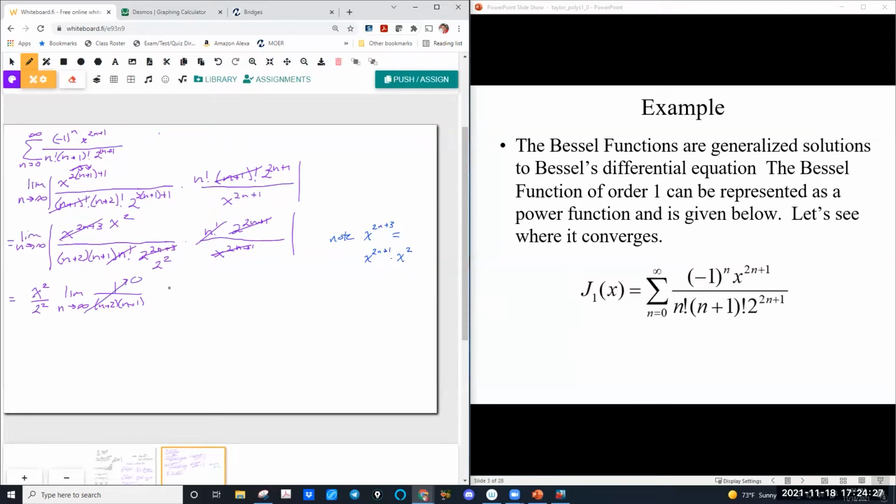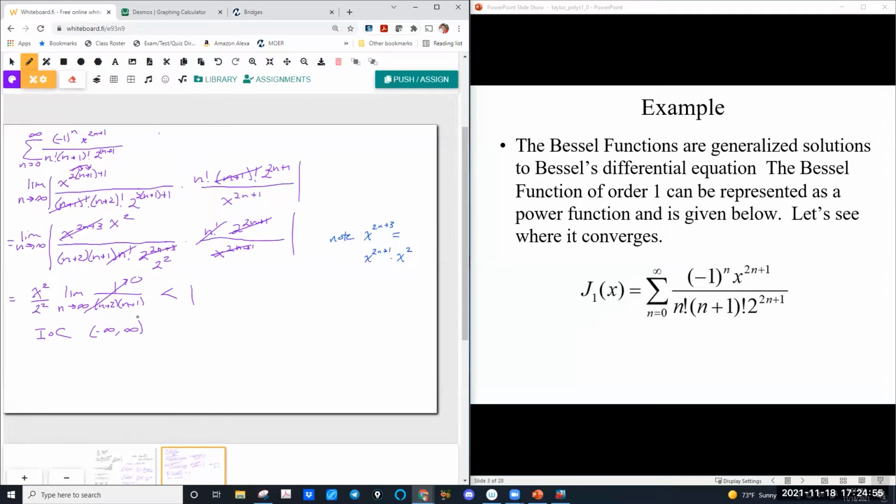This is our favorite case because remember, we want this thing to be less than 1. If this thing is 0, then it doesn't matter what x is because this is 0. This is going to force whatever we let x be, whatever constant, to converge. So our interval of convergence is negative infinity to infinity.